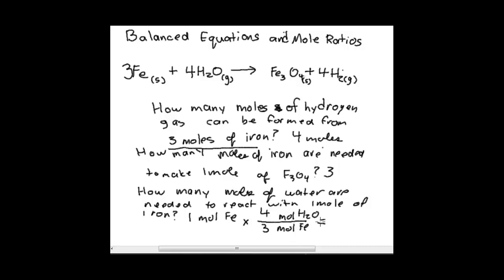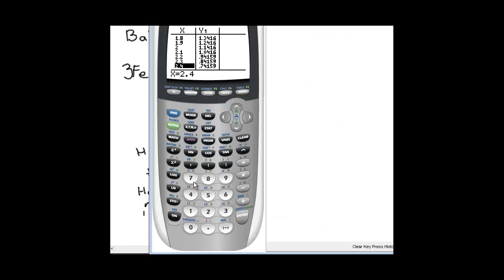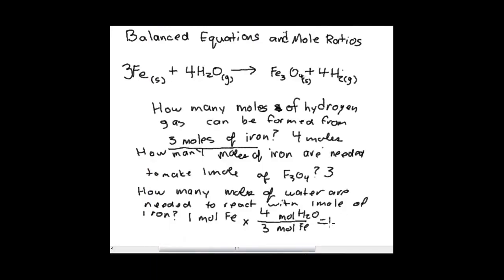So 4 divided by 3 is 1.33. Notice I'm not really worrying about significant figures here. I didn't put any in here. Let's assume that I've done 3.00. So 1.33 moles of water.